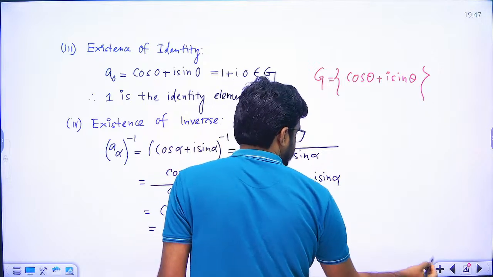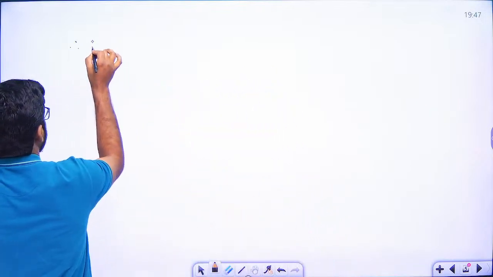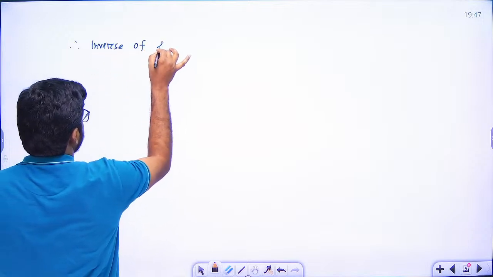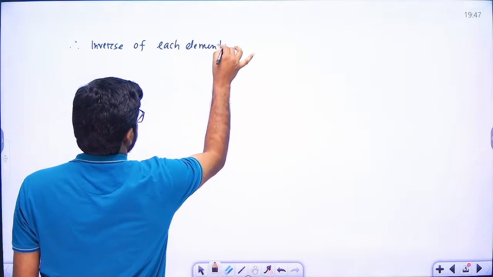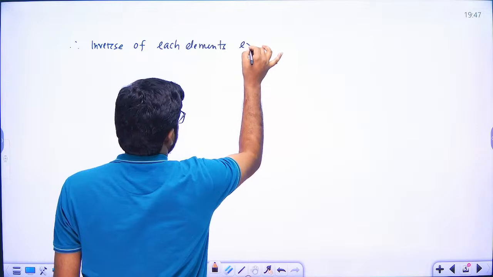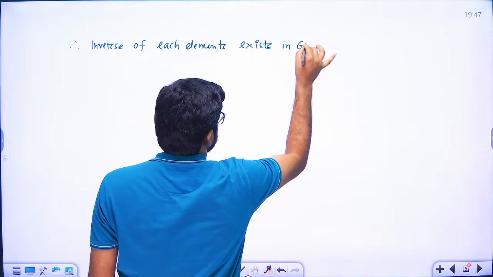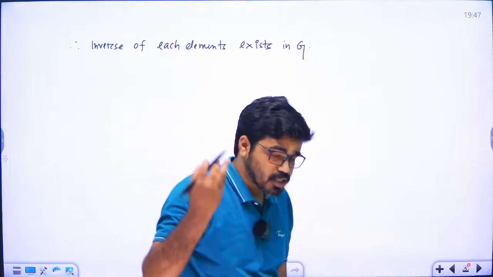So therefore, the inverse of each element exists in G. That means the inverse property is satisfied.